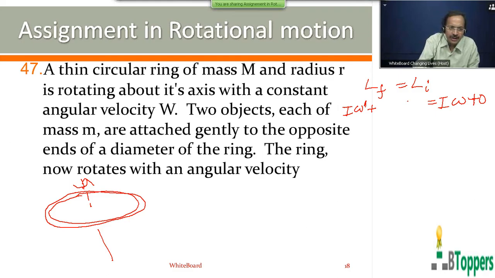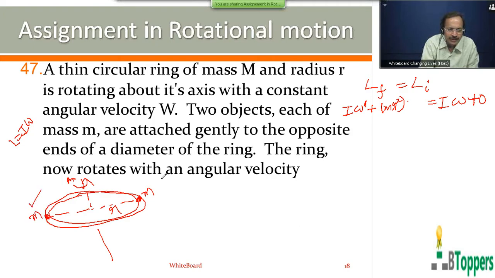I am using the formula L equal to I omega. The angular momentum of a body rotating about a fixed axis can be written as the product of its moment of inertia and angular velocity of rotation. So the moment of inertia of each object about the axis of rotation can be written as small m into r square. Each object will be rotating in a circular path of radius small r when the object is placed at the end of the diameter of the ring.